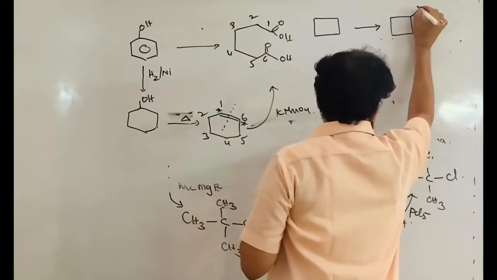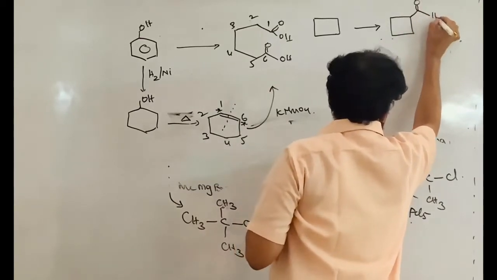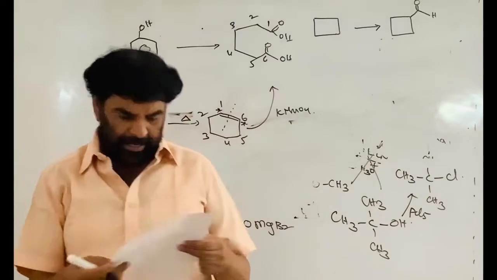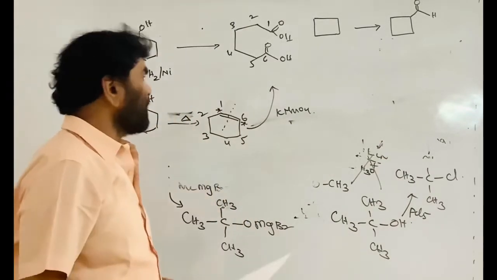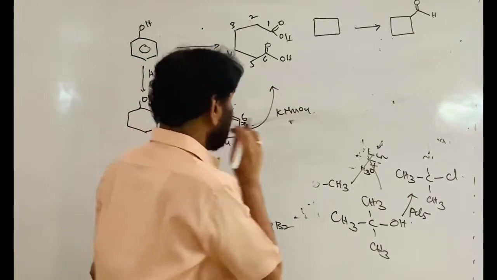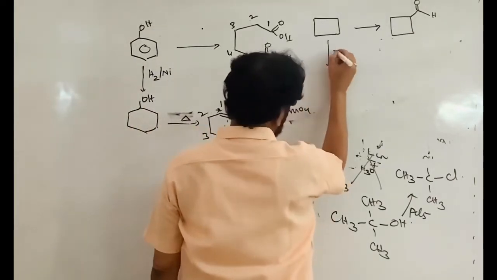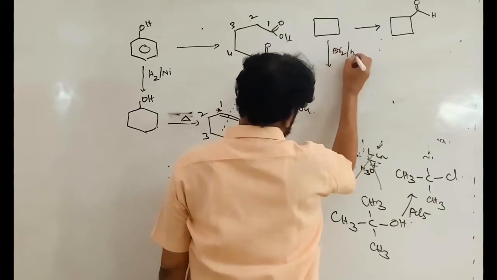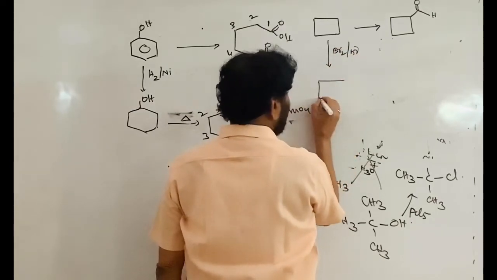Cyclobutane carbaldehyde, right? Cyclobutane carbaldehyde is formed when one carbon atom is introduced. How to introduce it is not so easy, right? This is carried out by bromination in the presence of light.